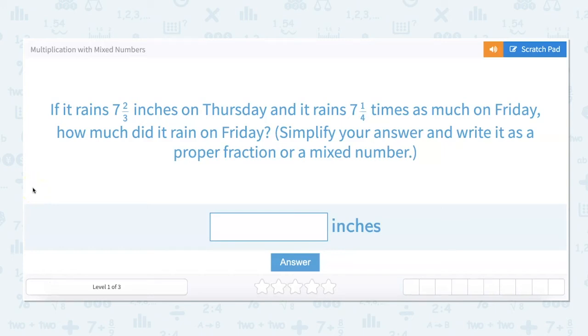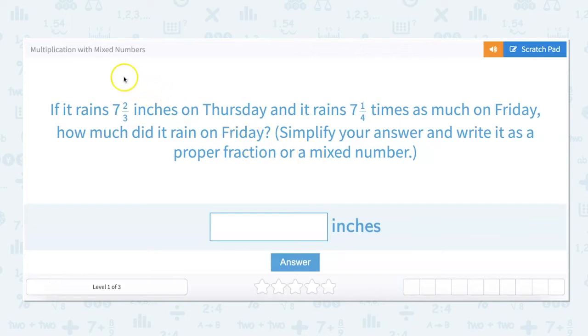In this video, we're going to practice multiplication with mixed numbers. All right, so if it rains 7 2/3 inches on Thursday, and it rains 7 1/4 times as much on Friday, how much did it rain on Friday? Simplify your answer and write it as a proper fraction or a mixed number.